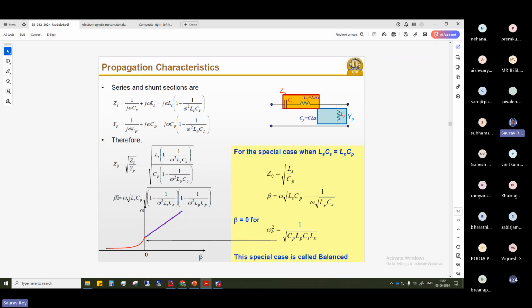So beta, if you see, is dependent on frequency. That's why we see this dispersion plot here. So this plot is actually this beta equation. If you plot it, you will get a dispersion plot like this.